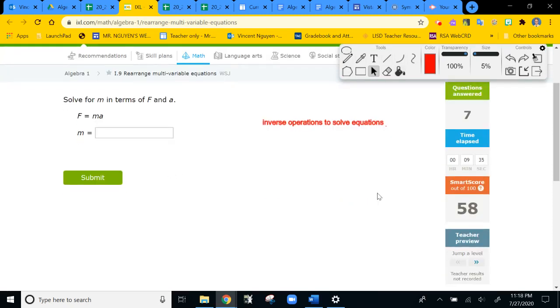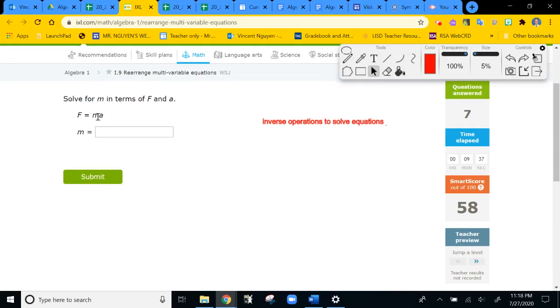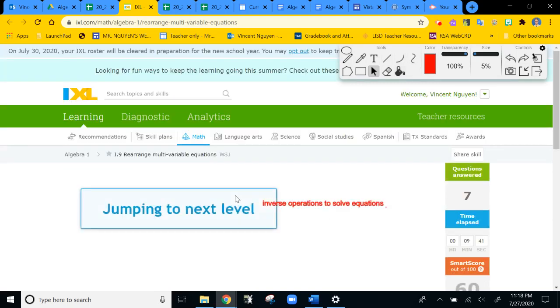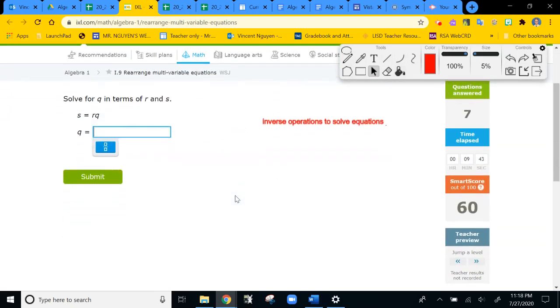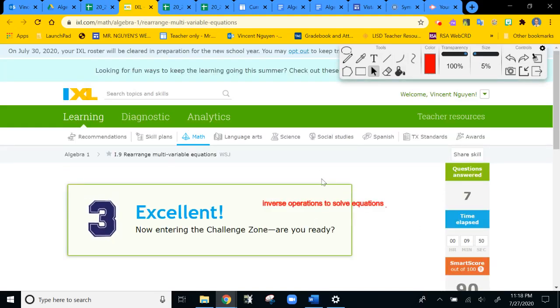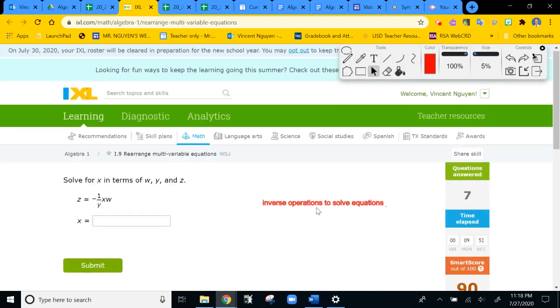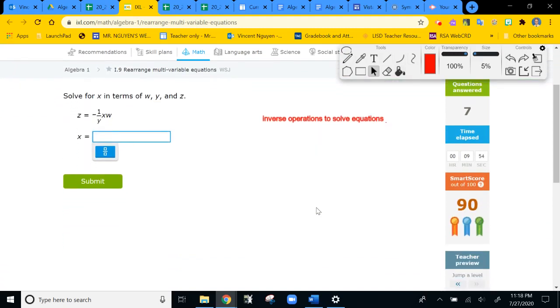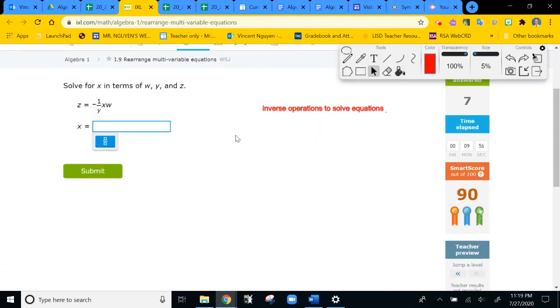Submit. So here we have this problem. We divide by A. Okay, I'm going to jump level. Divide by A to get it by itself. Here we get Q by itself, divide by R, so jump level again. All right, we're in the challenge zone, guys. Here we go. We're in the 90s. It gets a little bit more challenging here.